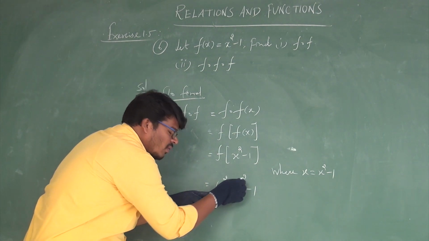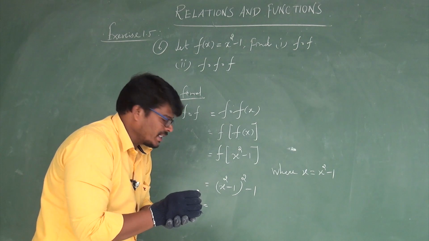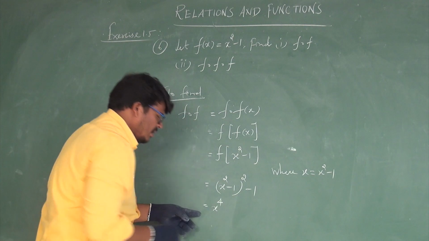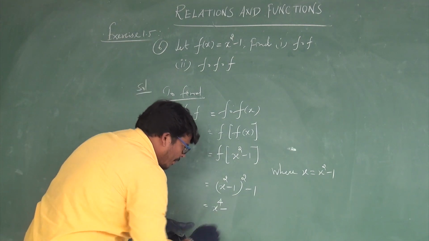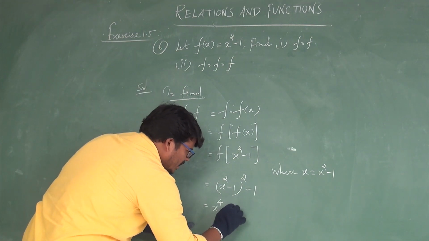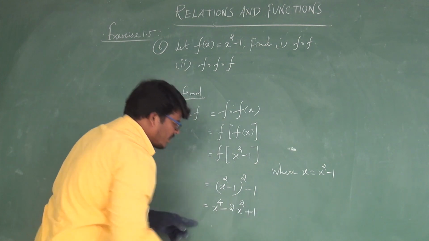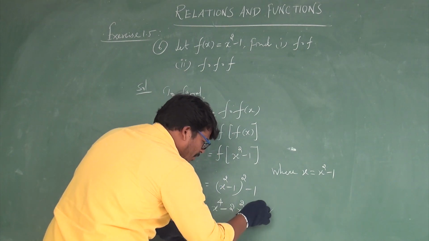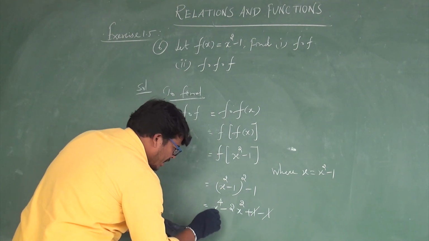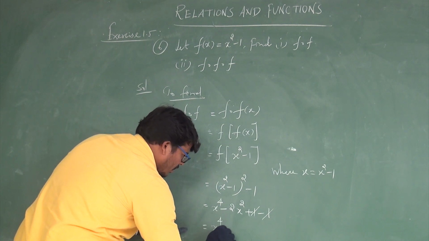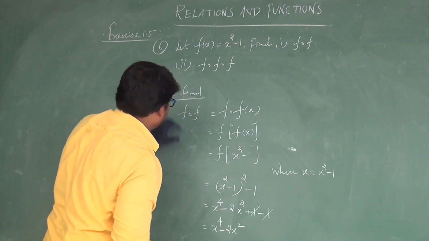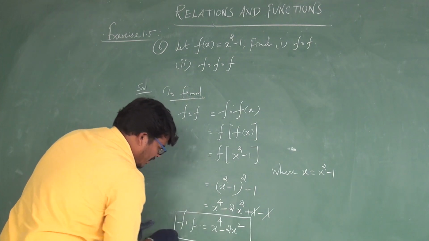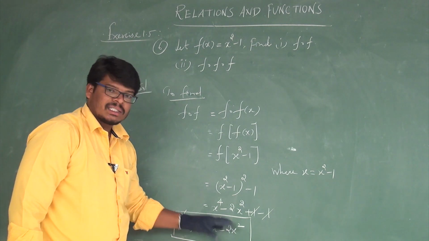This (x square minus 1) whole square is an (a minus b) whole square expansion. (x square) whole square is x power 4, minus 2ab, that is minus 2x square, plus b square, which is 1, and then minus 1. Minus 1 plus 1 gets cancelled. The remaining is x power 4 minus 2x square. That is f dot of f. This f dot of f value is x power 4 minus 2x square.